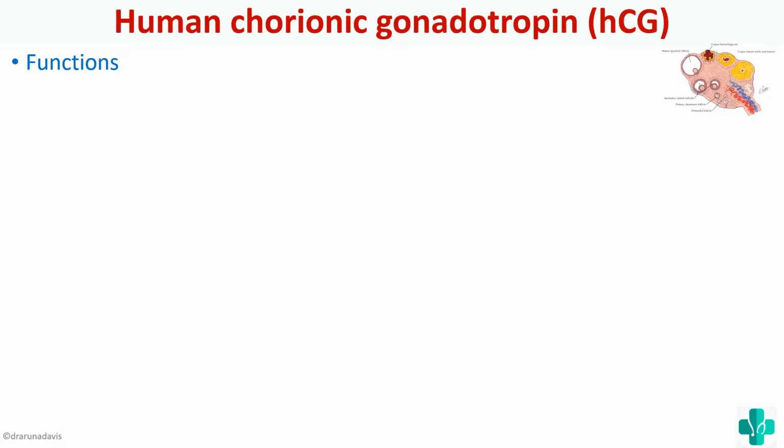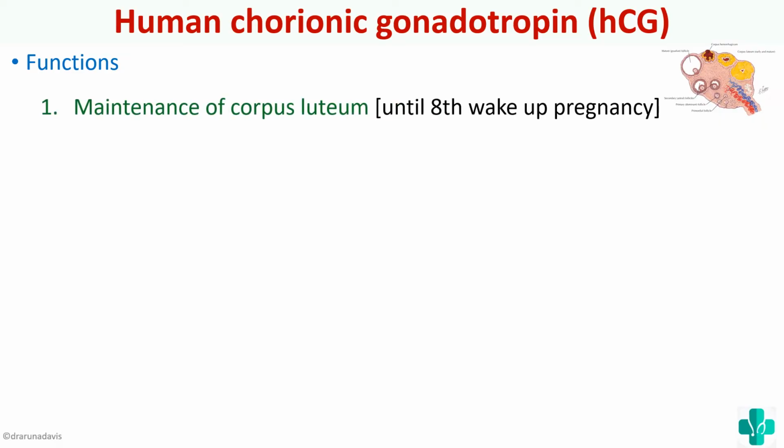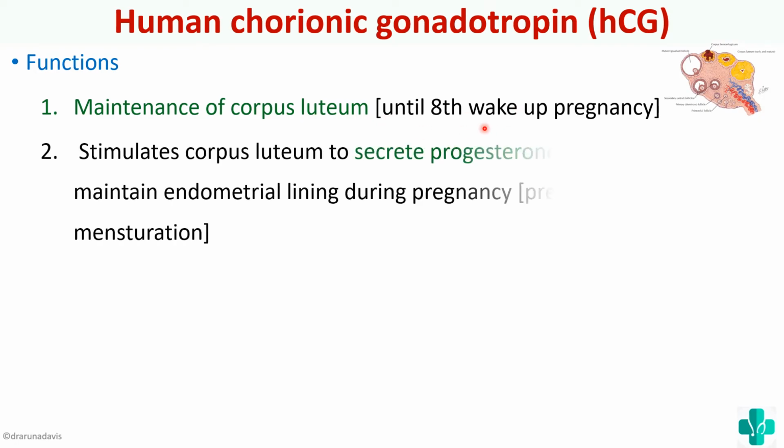The main function of HCG is to maintain the corpus luteum until the 4th to 8th week of pregnancy. I said that initially the hormones are produced by the corpus luteum and only then does the placenta take over. So HCG will help maintain the corpus luteum until the 8th week of pregnancy, and then it will stimulate the corpus luteum to secrete progesterone and estrogen so that the endometrial lining can be maintained. This prevents menstruation. That is why we need a proper bed for this implanted blastocyst, and that will be provided by HCG by stimulating the corpus luteum.